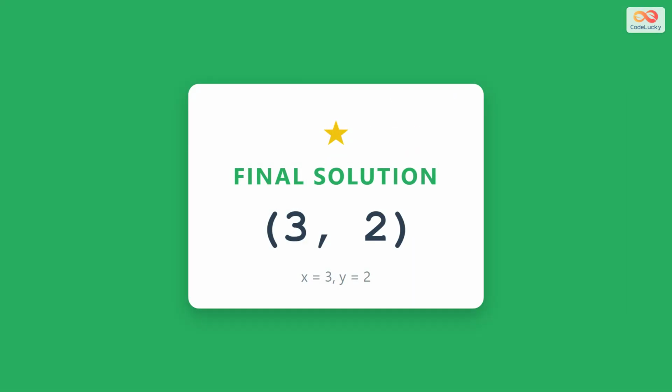Our final solution is the ordered pair 3, 2. This means x equals 3 and y equals 2. You can verify this by plugging these numbers back into both original equations to ensure they work.